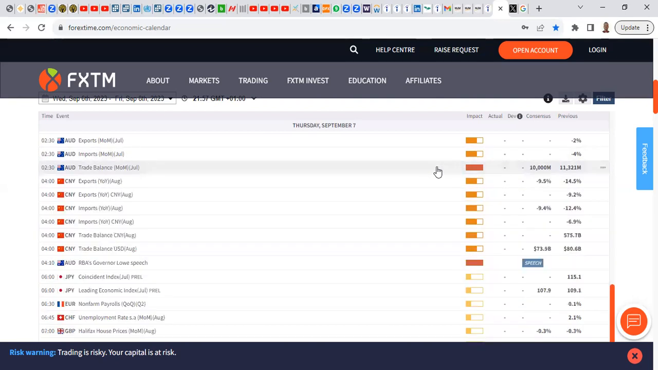So what that means is this is the previous value for the trade balance in Australia. This is the consensus. So we are waiting for the actual value. If the actual value is stronger than the previous, then the Australian dollar will be stronger. So if you are trading any pair against the Australian dollar, you should take note of where your market direction will go. Are we still together?